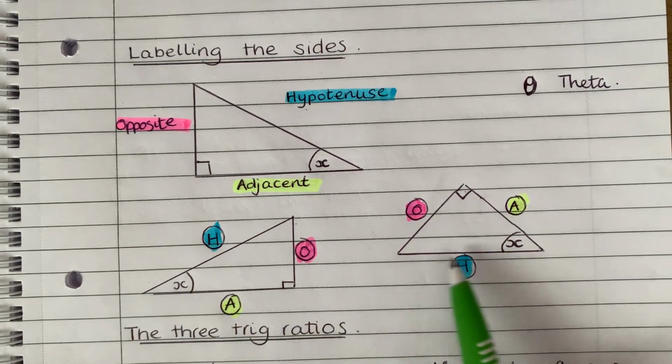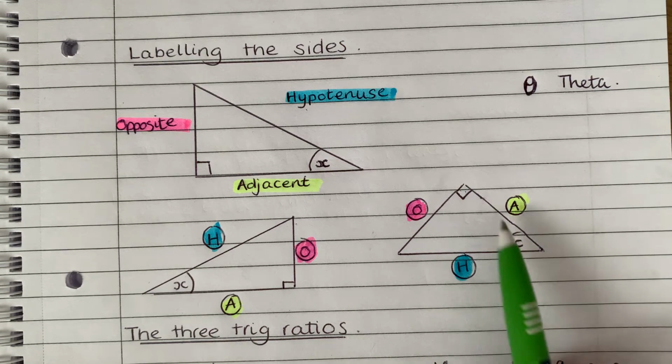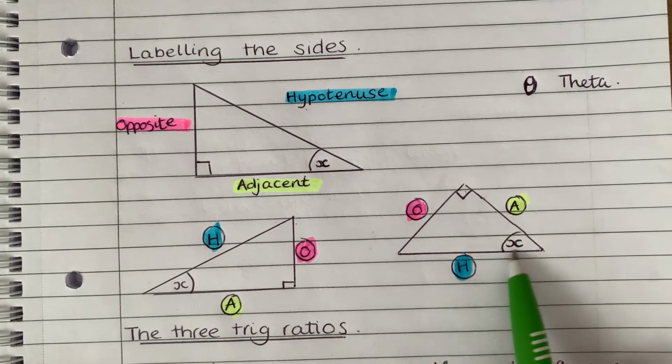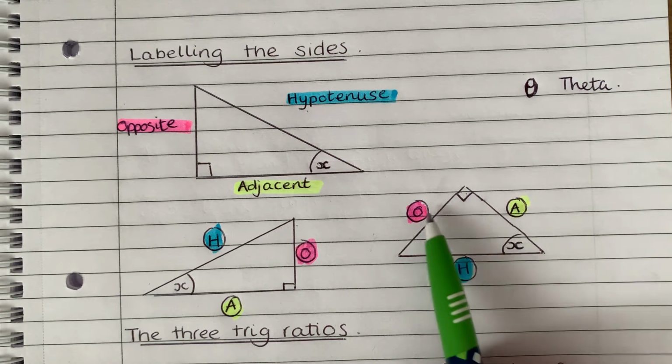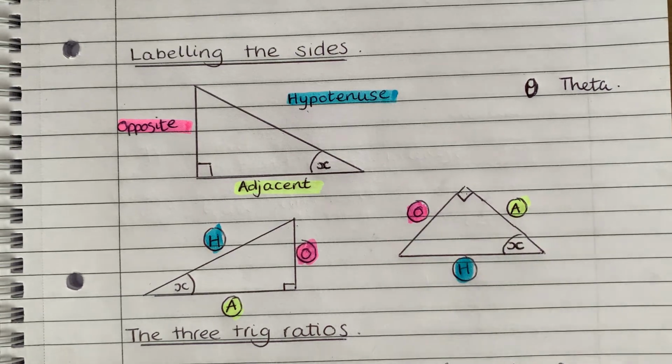If I look at this one, here is the longest side because it's opposite the right angle, so that's the hypotenuse. This one here is adjacent because it's next to the angle in the question, and this one's opposite because it's looking out at the window.